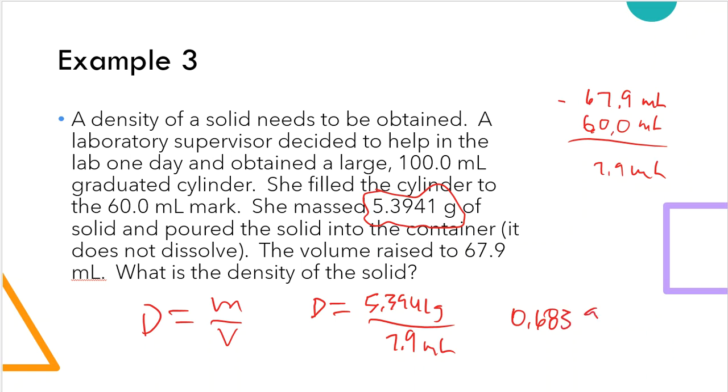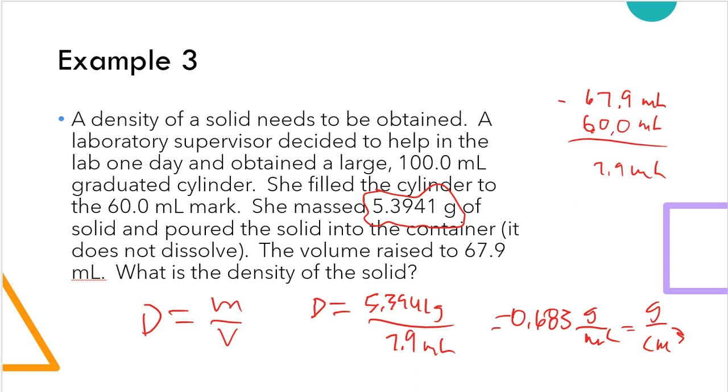Again, not appropriate significant figure-wise. I don't care. So that is the density of that solid object. That gram per milliliter, because it's a solid, is also known as gram per cubic centimeter, and that would be the appropriate unit to assign to that solid material.